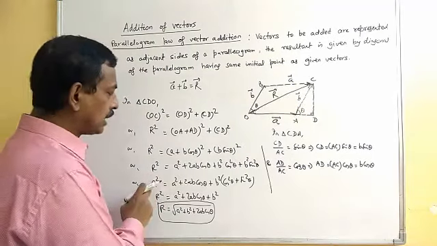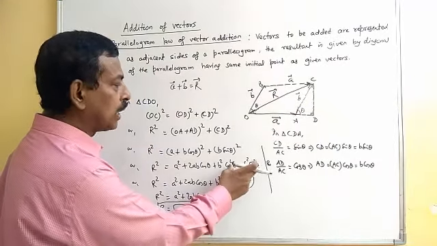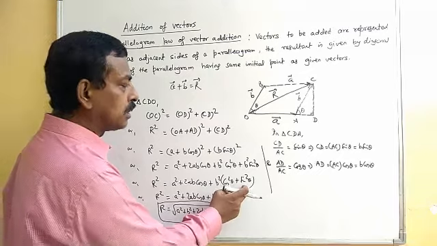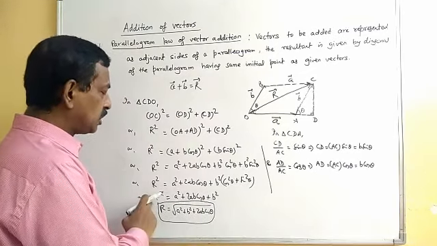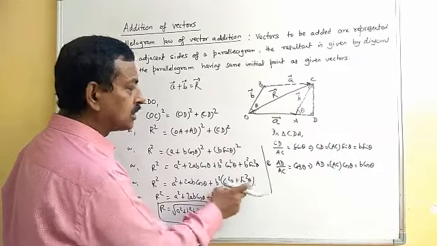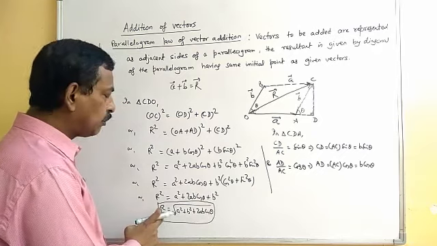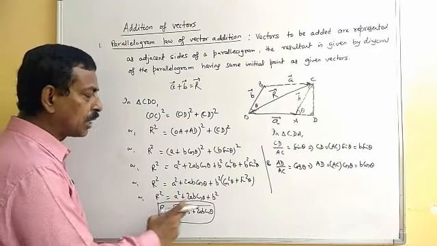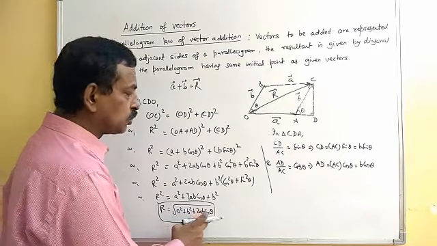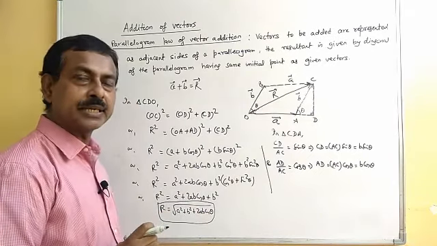Here you can see R square will be your A square plus 2AB cos theta plus B square, and then this is your cos square theta plus sin square theta. This sin square theta plus cos square theta is 1, so it will be simply B square. And now we can write for R, which is the square root of A square plus B square plus 2AB cos theta. So this gives the magnitude of the resultant vector.